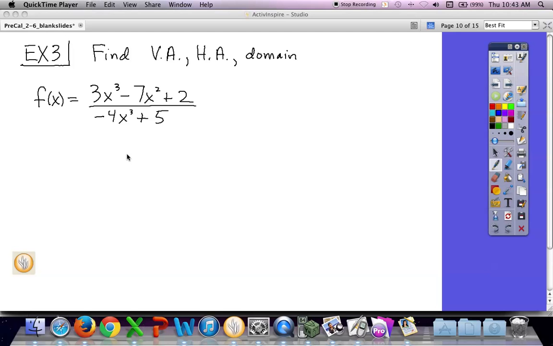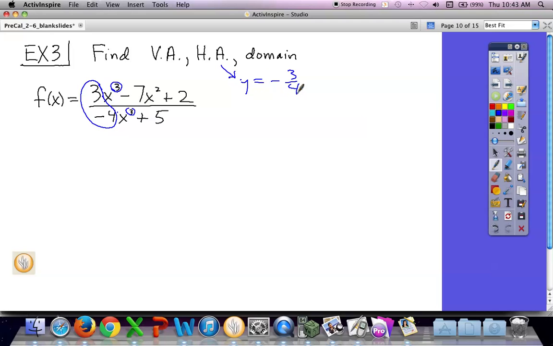Actually, it says to find the domain. How about we do the horizontal asymptote first, since we just got done doing that. Okay, the horizontal asymptote, because these are the same, it'll be the ratio of those numbers right there. It'll be y equals that number, right? So the horizontal asymptote is y equals negative 3/4. The negative just goes with the whole fraction, right?